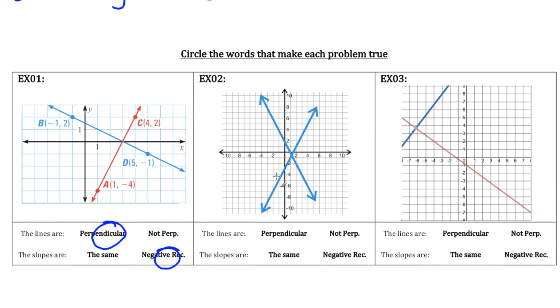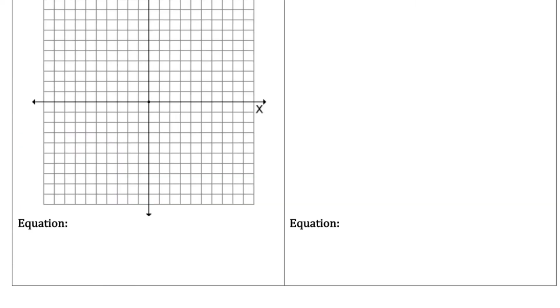These lines, they touch, but they don't form 90-degree angles. That's not 90 degrees. So these are not perpendicular, and the slopes are neither of these. Neither. And right here, yeah, that looks perpendicular, which means negative reciprocal slopes. Let's go ahead and look at the next page.